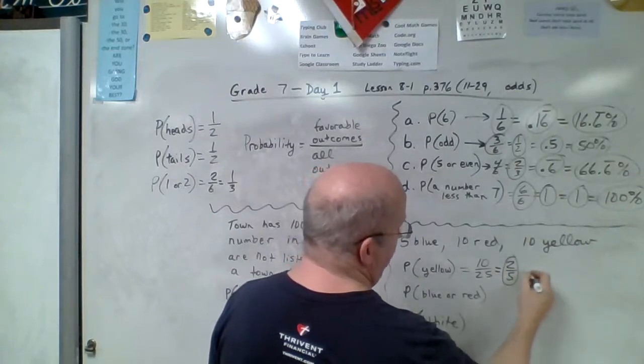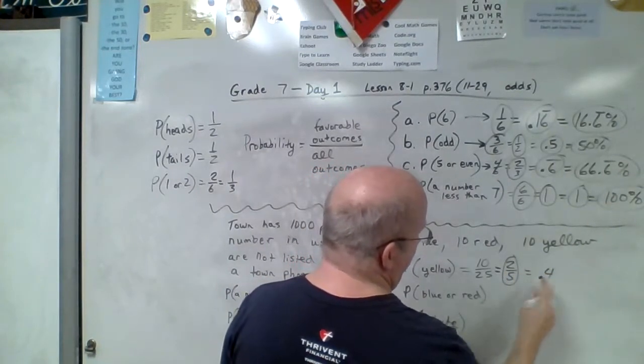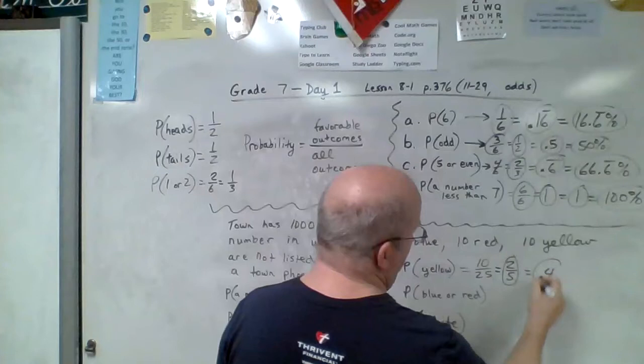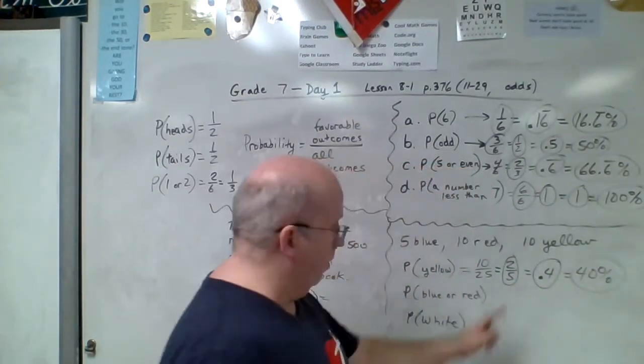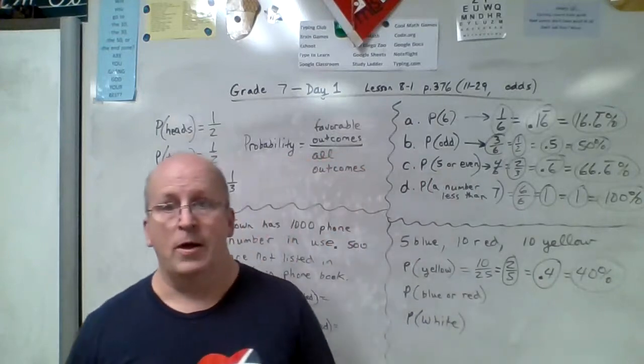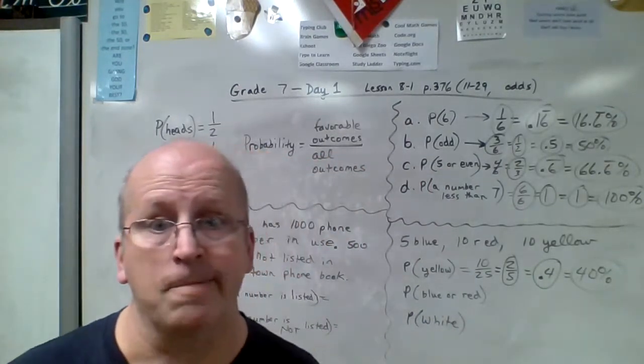Can we change that into a decimal number? Yes. Divide the top number by the bottom number, you get 0.4. And can we change that into a percent? Yes. Move the decimal point 2 places over, and it becomes 40%.